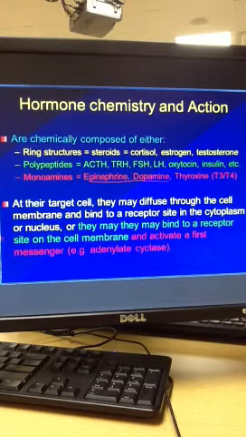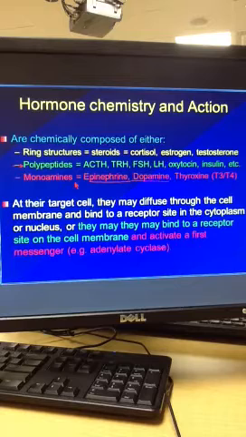Now, based on the structure of these molecules, it will determine where they act on the cell. Any peptide hormones, such as these right here, because they are hydrophilic and lipophobic, will attach to receptors on the cell membrane. Your steroidal molecules are lipophilic or hydrophobic, and as a result they will penetrate through the cell membrane and mediate their effects within the cell.